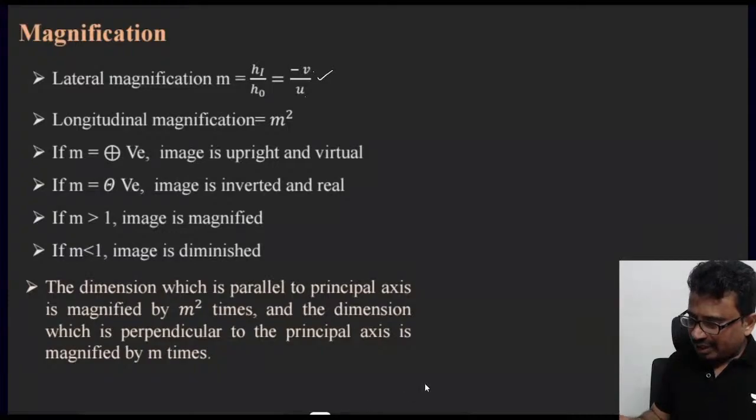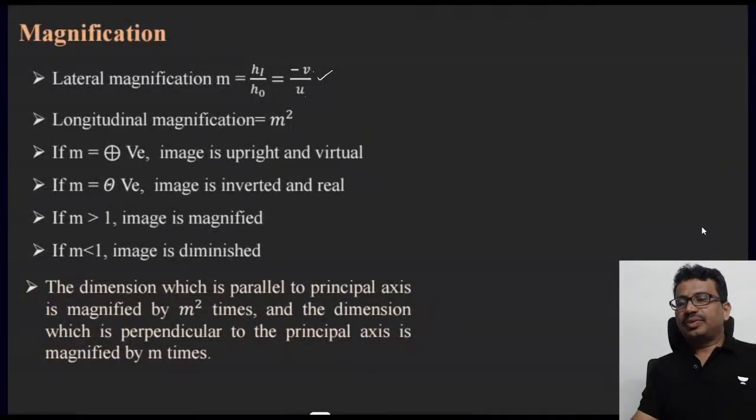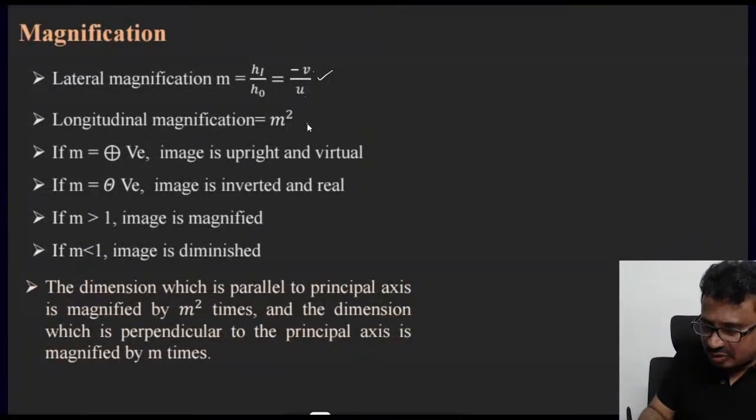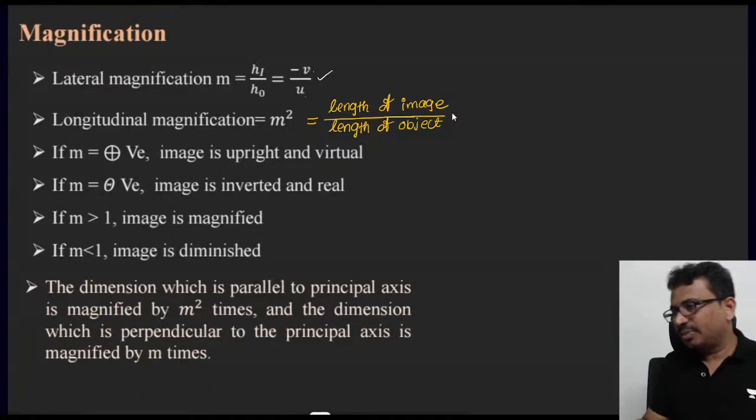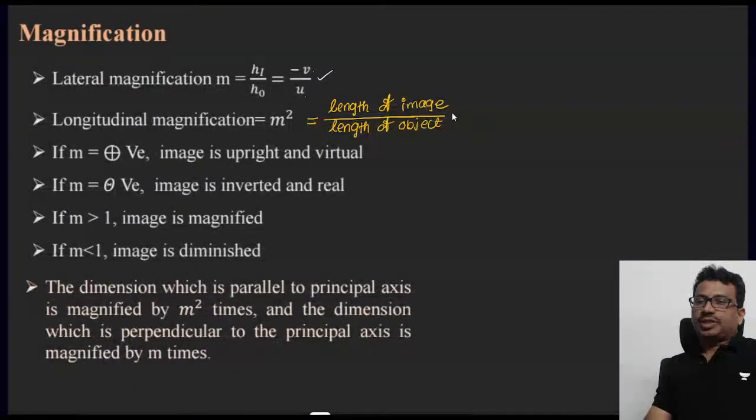And longitudinal magnification is the square of the lateral magnification. Longitudinal magnification means length of image by length of object.